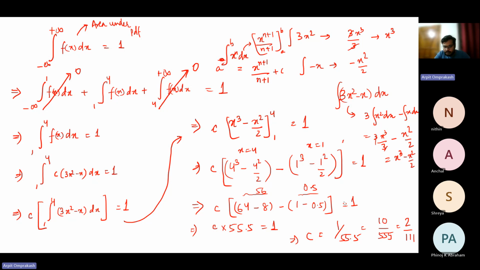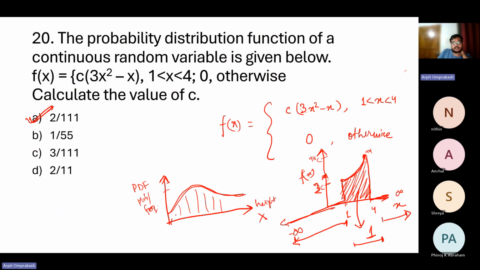How do we get 3 into 2? Where is 3 into 2? So 3x square. How do we get 3x square? 3x square is basically given in the equation, right? Here. So this is the value we are integrating.